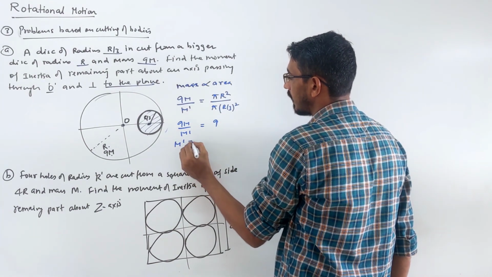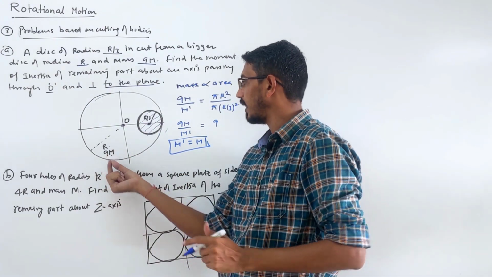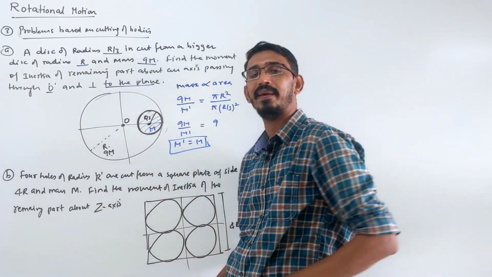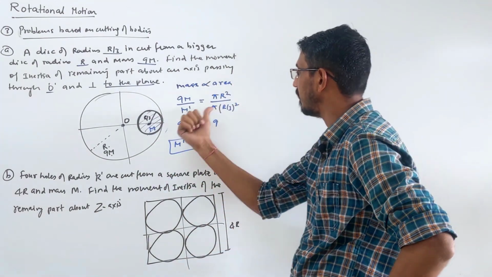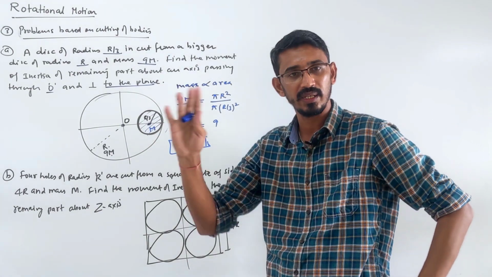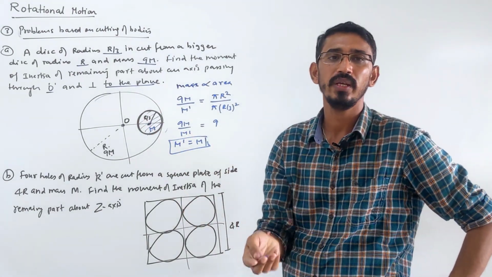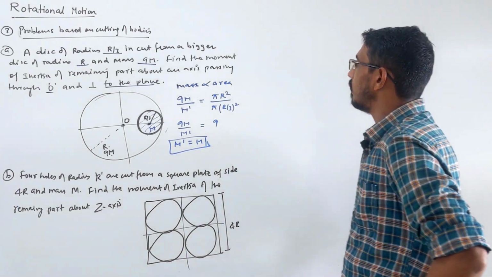So m dash is simply equal to what? If the mass of the bigger disc is given as 9m, then the mass of the small disc is m. Or suppose this was given as m, then that becomes m by 9, in the same way. So for a disc, you can write mass is proportional to area. Properly it's actually volume, but the thickness is the same, so it becomes area. Now what we do is this.